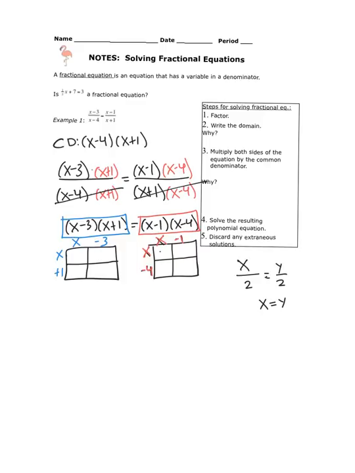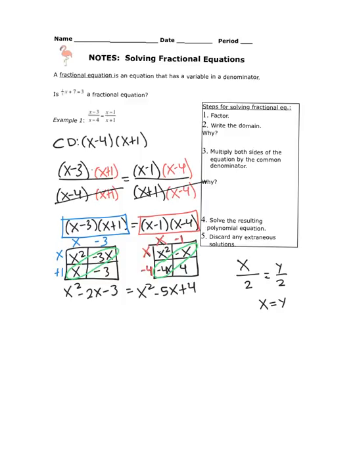Okay, so in this one, x times x gets you x squared. Negative 3 times x gets you negative 3x. X times 1 is just x, and 1 times negative 3 is negative 3. So you're going to combine your like terms. So these two are like terms. So we've got x squared. Negative 3x plus x gets you negative 2x minus 3. Over here, we've got x squared, negative x, negative 4x, and 4. Then you're going to combine your like terms here. Negative 4x minus x is negative 5x.